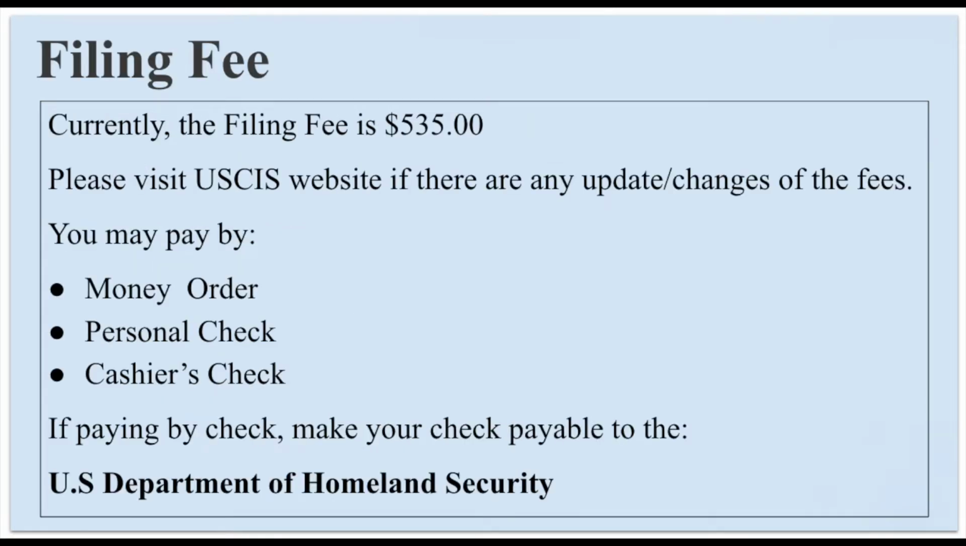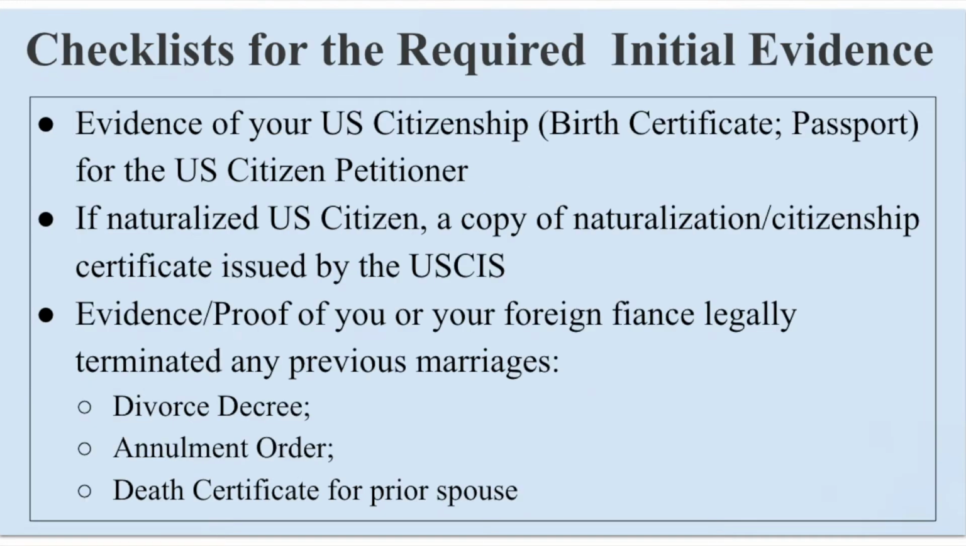Filing fee. Currently, the filing fee is $535. Please visit the USCIS website if there are any updates or changes to the fees. You may pay by money order, personal check, or cashier's check. If paying by check, make sure to have it payable to the U.S. Department of Homeland Security. Do not abbreviate.